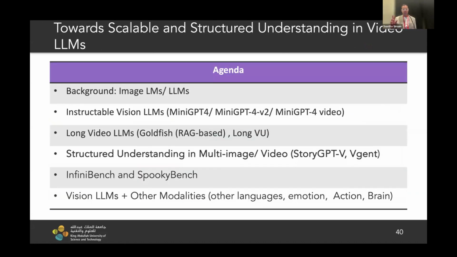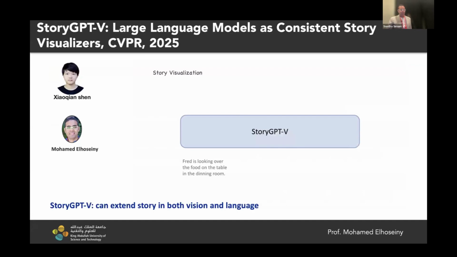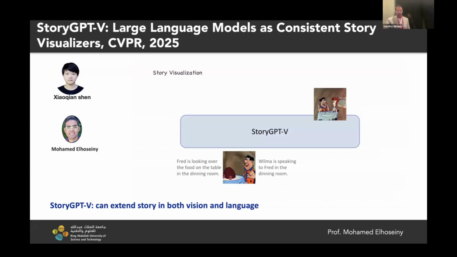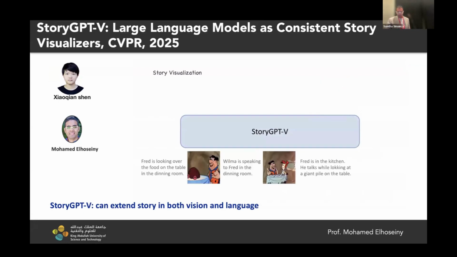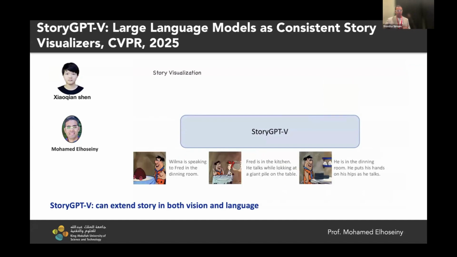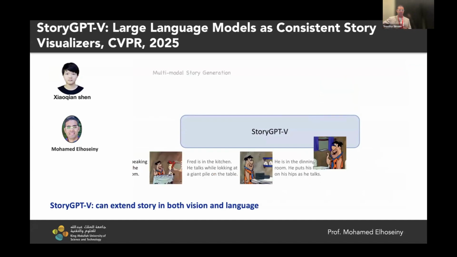In the next section, I would like to show that introducing structure in the understanding process of video LLMs can improve the performance of both multi-frame and also long video LLMs. The first idea relates to a paper appearing at CVPR called StoryGPT-V, where the idea is basically to generate multimodally every image-text pair that constructs the story. Imagine that you want to generate a child storybook where every page is a description as well as an image that constructs the visualization of the story that is going on.